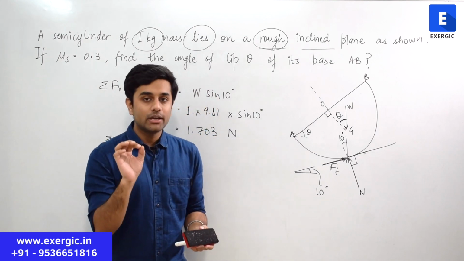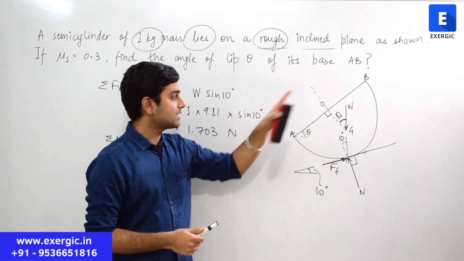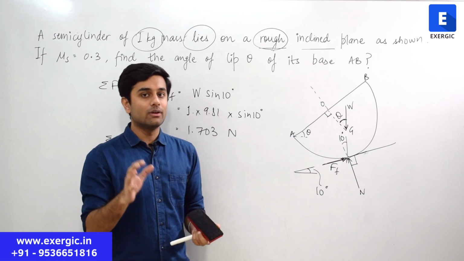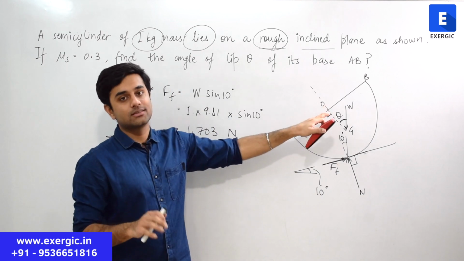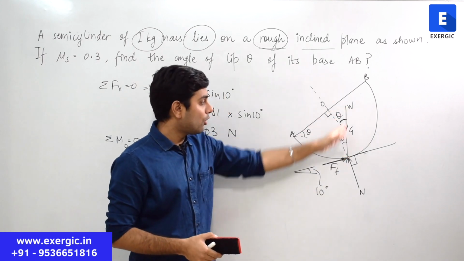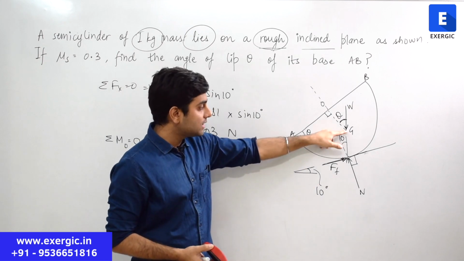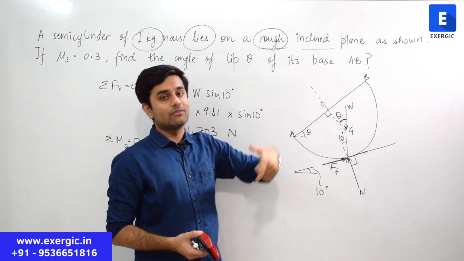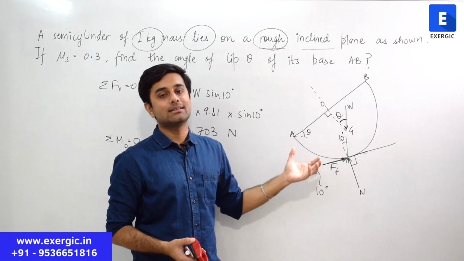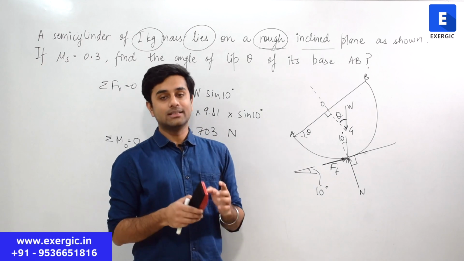Now about which point should you take that? We are going to take it about point O, the center of the semicircle. You can experiment with different points. Ultimately you will realize that it is a good choice to take the moment about O, because if you take the moment about this point, W's component will obviously become zero. Only N and F are going to exist, and they are going to balance each other out. That's it. You cannot get anything related to the value of theta.